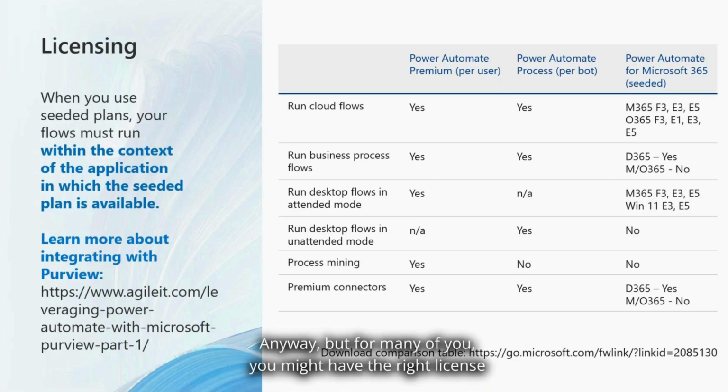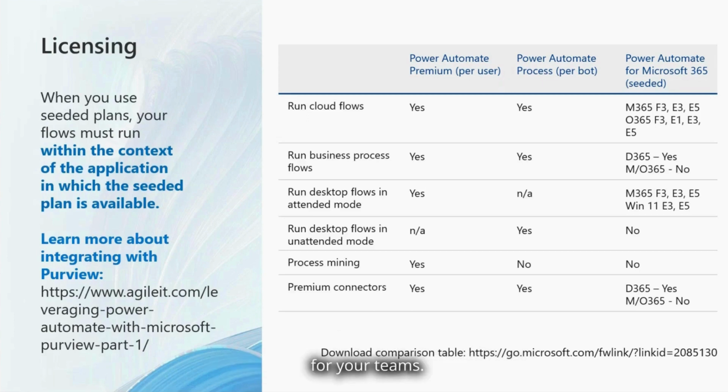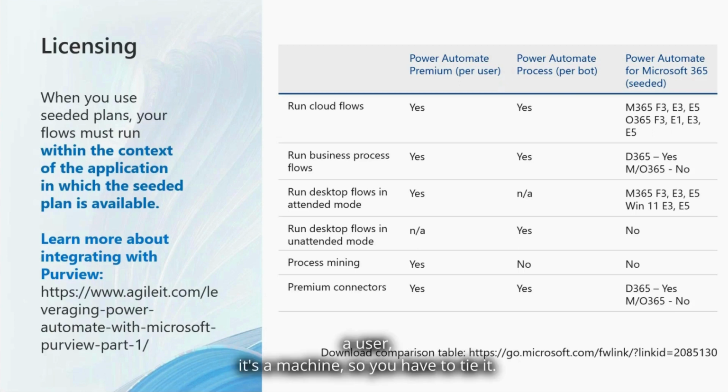Anyway, for many of you, you might have the right license already, a Microsoft 365 license or an Office 365 license, which would allow you, here for Power Automate, to start building your own flows or flows for your teams. Same thing for Power Apps. It has some of its own seated amounts, and you should take a look. The virtual assistant is one that really has to have its own license, because it's never a user, it's a machine.